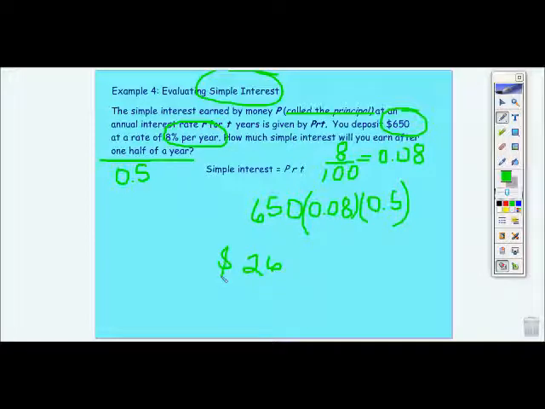Now, one little reminder on these problems, make sure that you're using some logic as well. This is the interest we're going to earn. So if we put in $650, we're not going to end up with more than $650 in interest alone. This is just a little fraction that they're going to give us for keeping our money in the bank. So $26 seems like a pretty good amount of interest for 1/2 of the year. If we leave that $650 in there for 6 months, they're going to give us an extra $26 for leaving it in there. That's a pretty good deal.